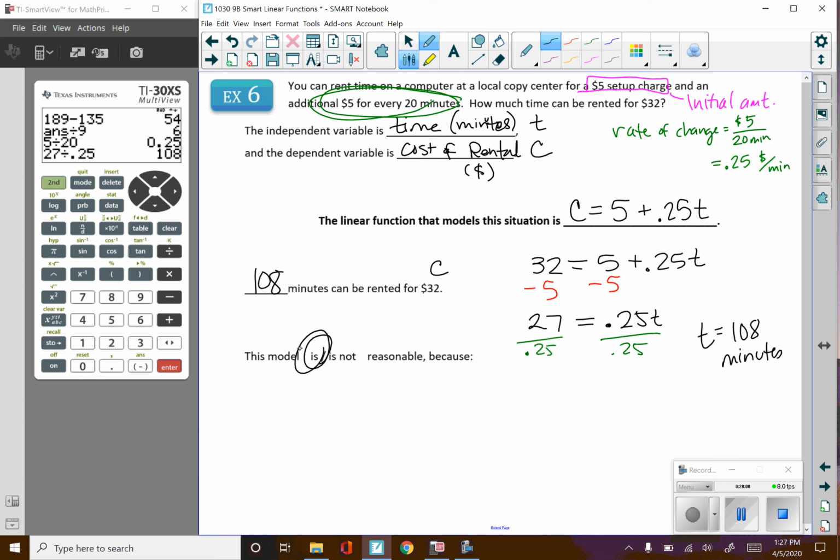Yeah, it's pretty reasonable. It used to be pretty common for computer usage to be charged this way. Pretty much not as common anymore, just because more people have their own computers. But you used to be able to go to different copy centers and rent computer time. So this is a reasonable model.